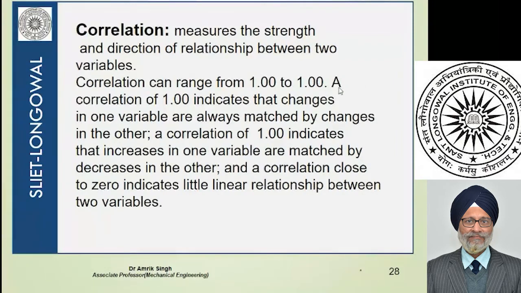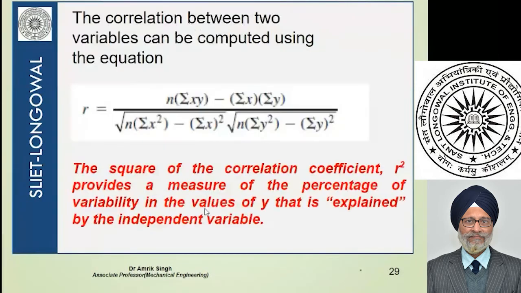So you can say a correlation of 1 indicates that the changes in one variable are always matched with the change in the other. A correlation of -1 indicates that an increase in one variable is matched by a decrease in the other. And a correlation close to 0 indicates that little relationship exists between the two variables. So we can first establish a relationship and then we can start that particular business.